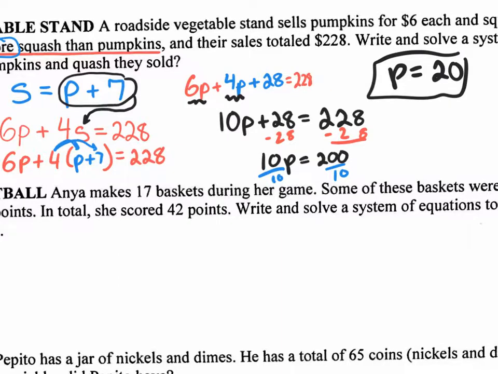Now you got to pay attention to what they're actually asking for. Are they asking for how many pumpkins were sold, or how many squash were sold, or both? Both, right? Oh, there's a typo up here. It says quash instead of squash.